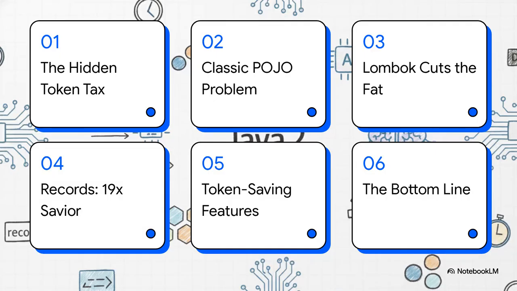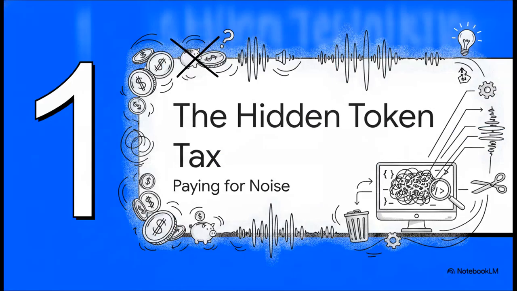Here is our quick roadmap for today. 1. The hidden token tax. 2. The classic POJO problem. 3. Lombok cuts the fat. 4. Records, the Java 16 savior. 5. More token-saving features. And finally, 6. The bottom line.